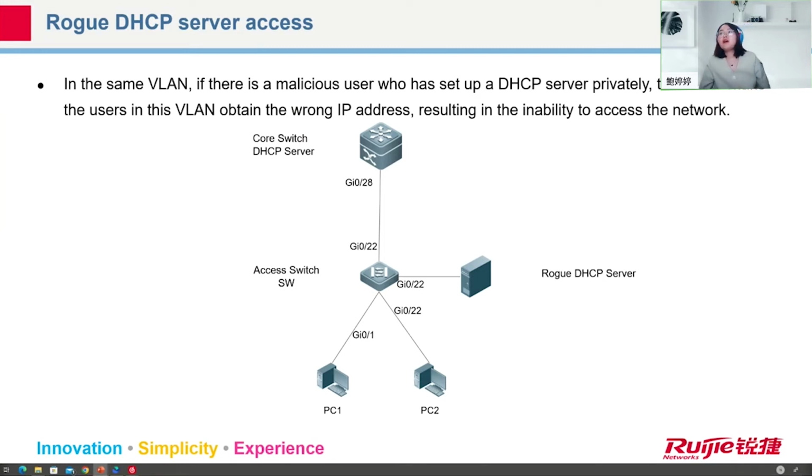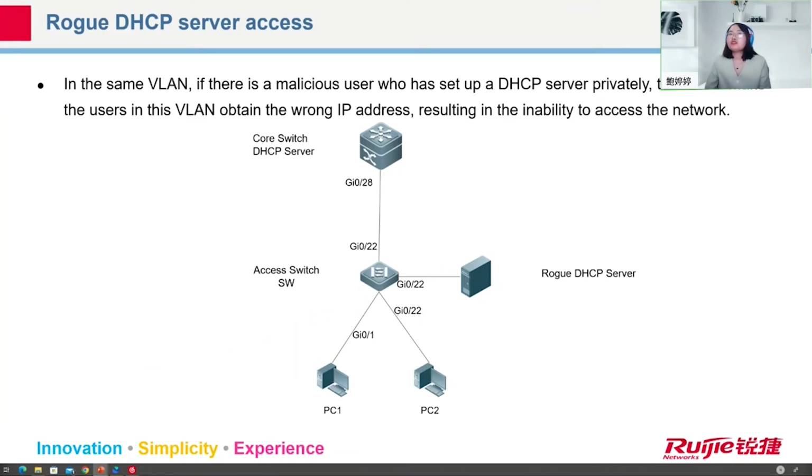And let's see the process of why PC1 cannot know this is an illegal DHCP server. PC1 will first send out the discover message, right? This is a broadcast message. When the switch receives this message, according to the MAC address forwarding principle, it will broadcast the message. So the message will be sent out to the core switch, the DHCP server, the correct DHCP server. It will also be broadcast to the illegal DHCP server, right?